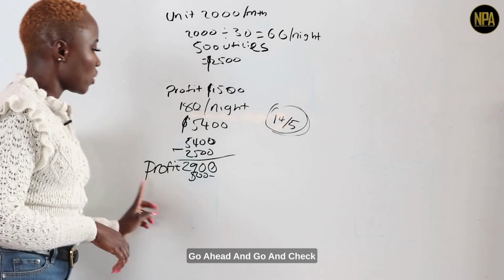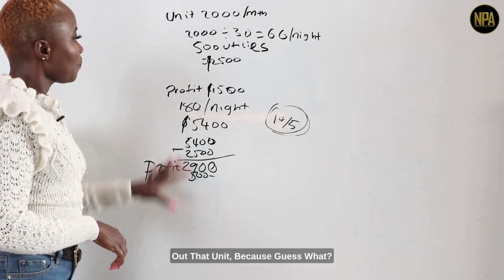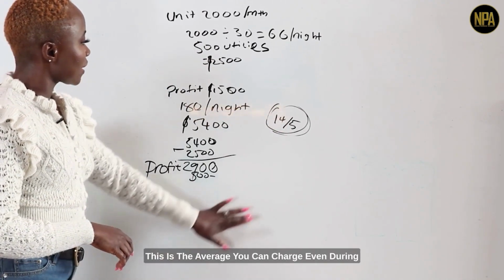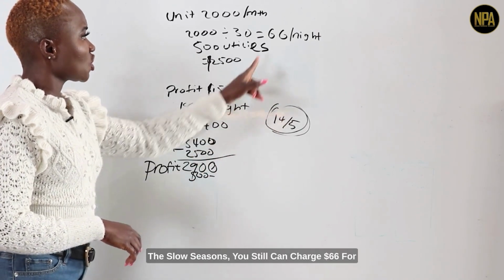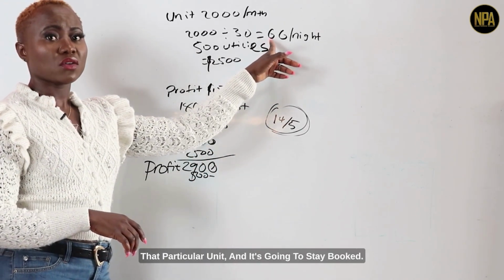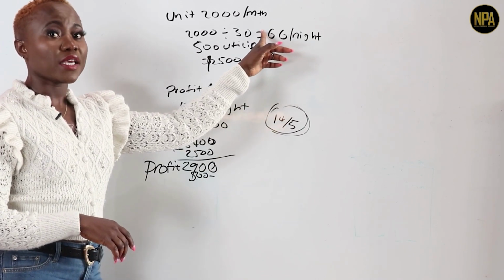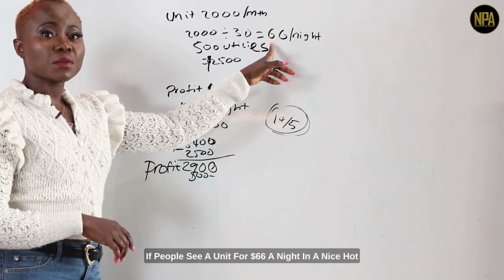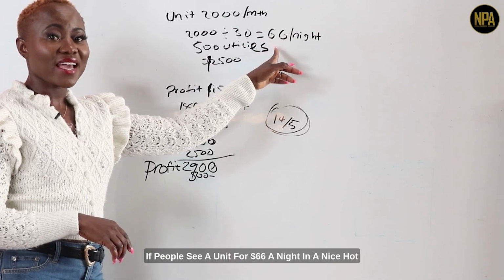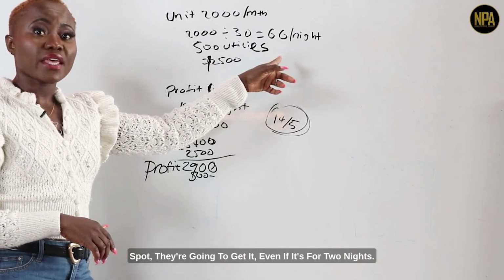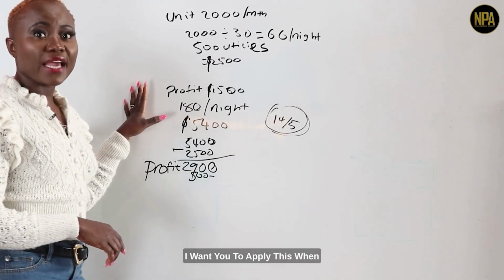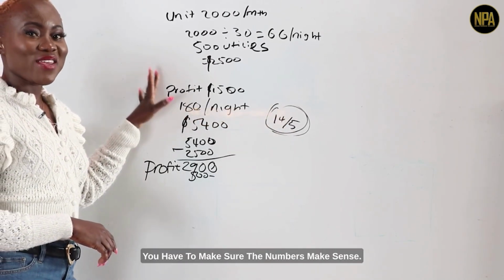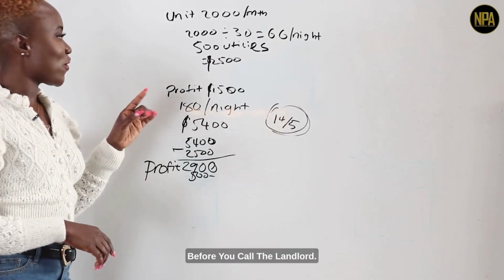Guys, go ahead and check out that unit, because these numbers make sense. This is the average you can charge. Even during the slow seasons, you can still charge $66 for that particular unit, and it's going to stay booked. It does work. If people see a unit for $66 a night in a nice hot spot, they're going to get it, even if it's for 2 nights. So guys, these numbers make sense. I want you to apply this when you're looking for your next unit. You have to make sure the numbers make sense before you call the landlord.